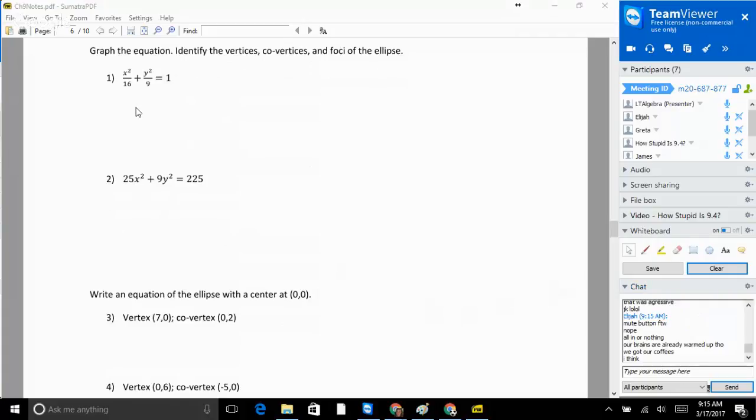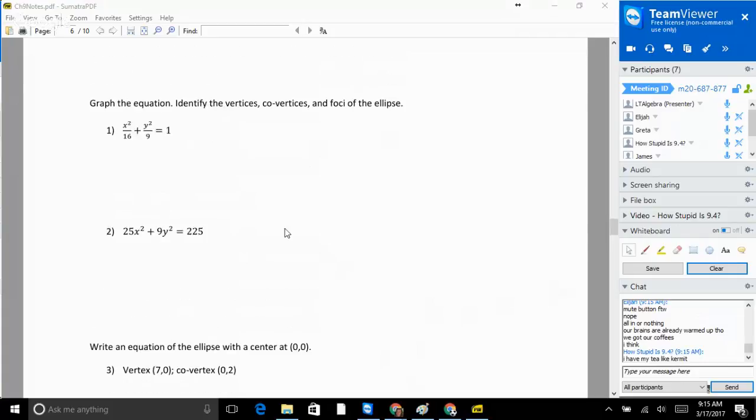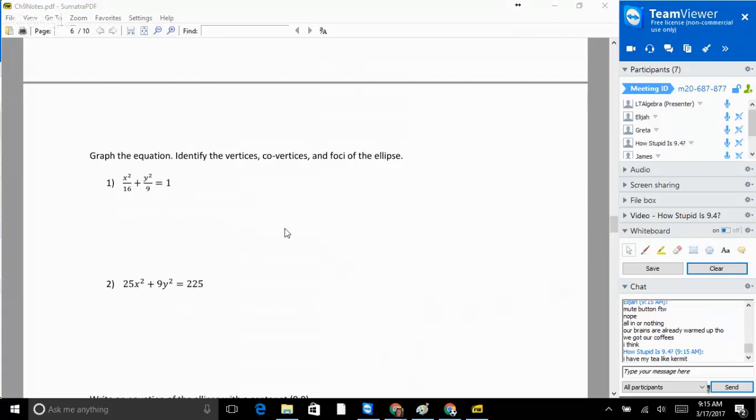We have: graph the equation, identify the vertices, co-vertices, and foci of the ellipse. Okay, so what do you want to do? Actually, before you even graph it, you should be able to tell if this is a horizontal or a vertical ellipse. And really, you should be able to graph it without even using your graphing calculator. I'm not saying that you have to do that, but that you want to.